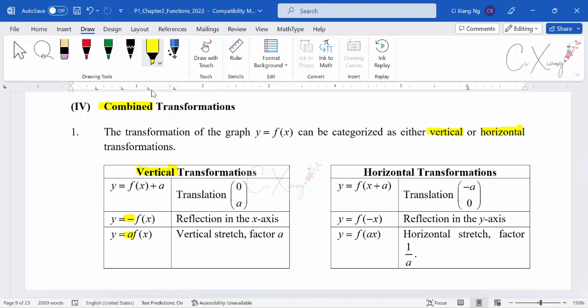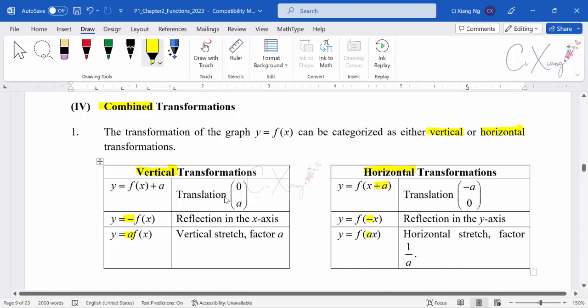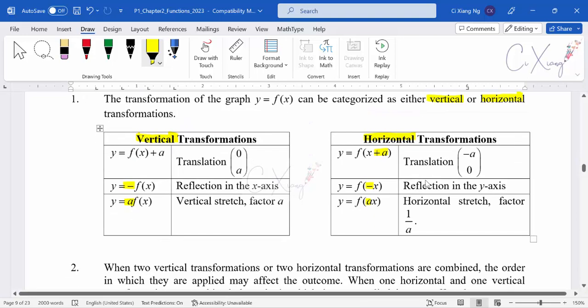If I multiply by a outside the basic function, it will be a vertical stretch with the factor a. For the horizontal transformations that involve x, if we have a plus a inside the basic function, then it is a translation with the vector (negative a, 0). If I multiply by a negative inside the basic function, I have a reflection in the y-axis, which means a left-right reflection. When we multiply by a inside the basic function, we have a horizontal stretch with the factor 1 over a. So we can summarize it into two groups of transformation: vertical transformation and horizontal transformation.